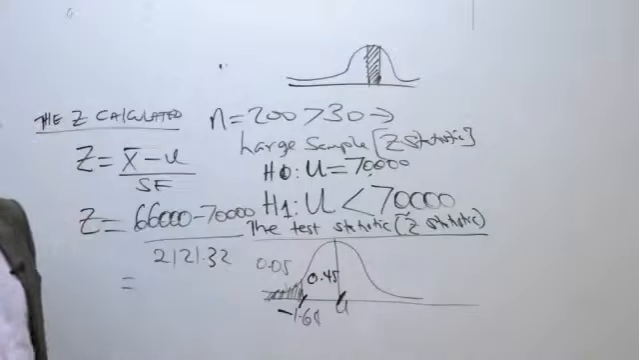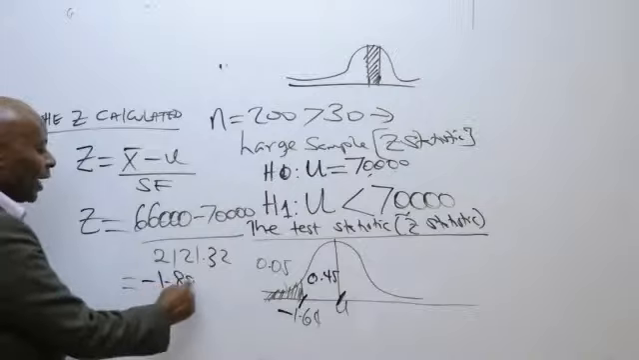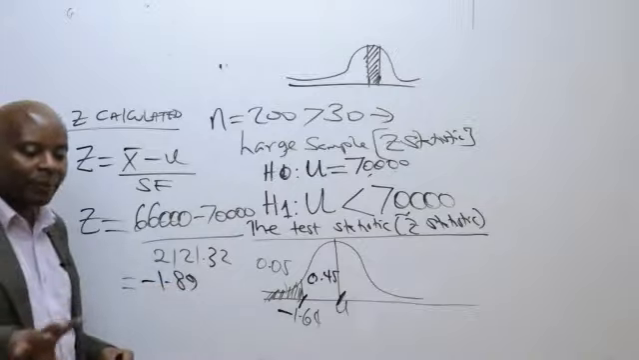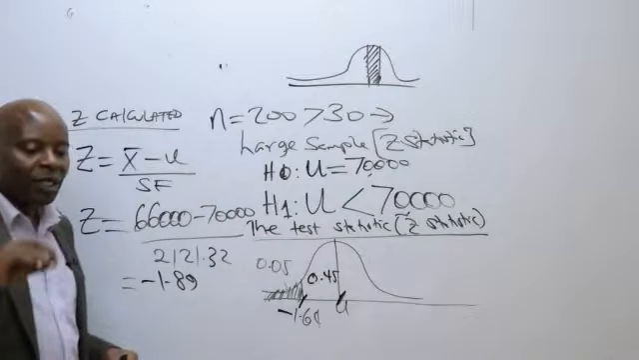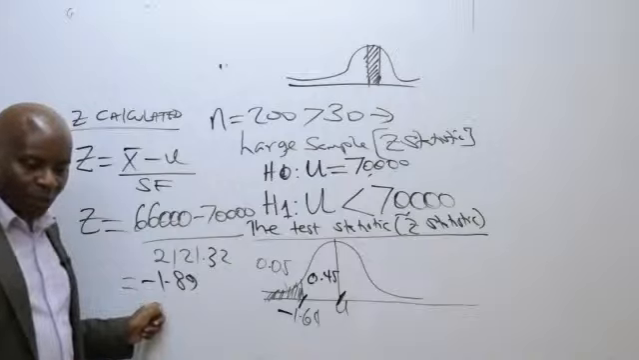Yep, according to Denzel, she's giving me a figure of negative 1.89. Is there any other student who can confirm? Yes, Lokai has gotten the same. Save for rounding off errors, we have this negative 1.89. Let's adopt this.